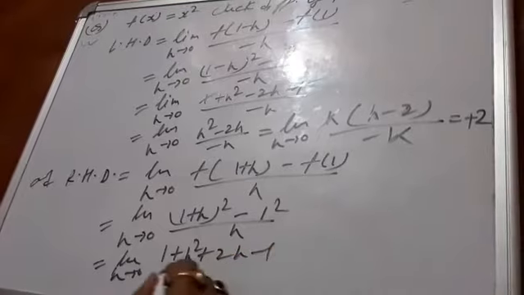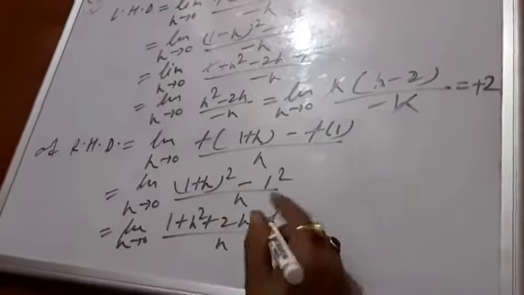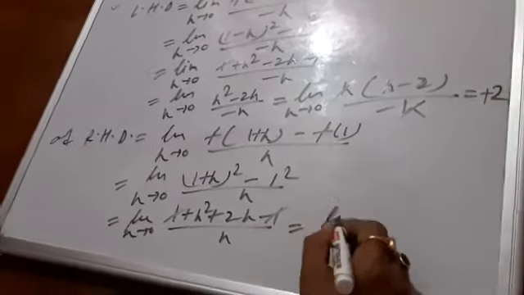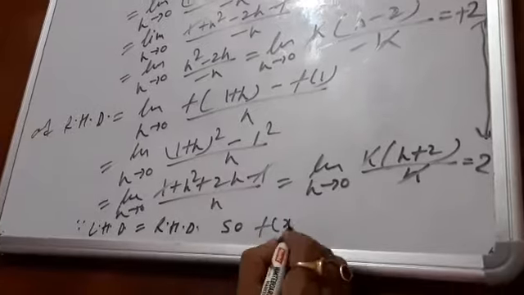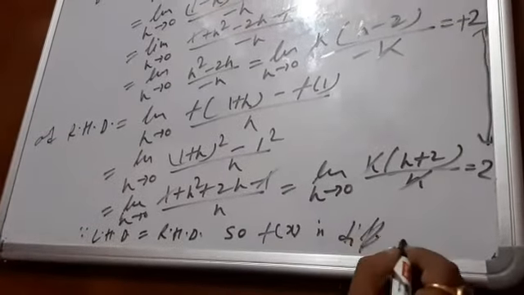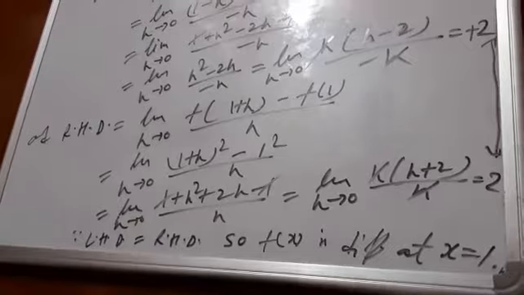It is limit h tends to 0. Let us see, 1 plus h square plus 2h minus 1 by h. This one cancels out. It is limit h tends to 0. Take out h common. h plus 2 by h cancels out. It is your 2. Have you seen? Both are same. Since LHD is equal to RHD, so f(x) is differentiable at x equal to 1.